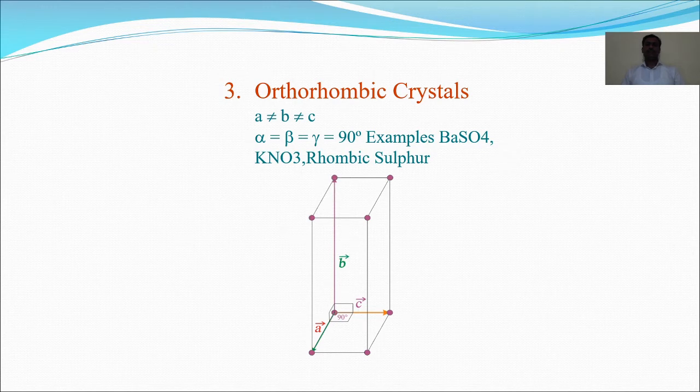Third, orthorhombic crystals. In orthorhombic crystal system, a is not equal to b is not equal to c, but alpha is equal to beta is equal to gamma is equal to 90 degree. Examples are barium sulfate, potassium nitrate and rhombic sulfur.